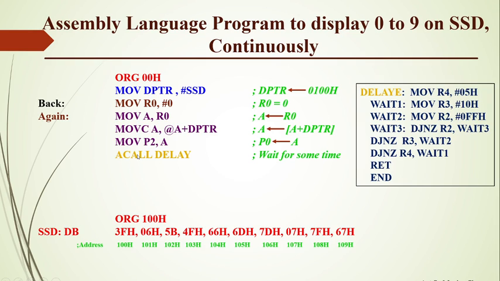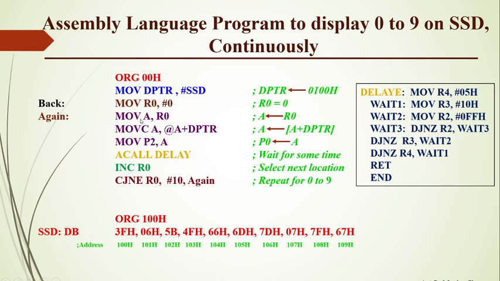The instruction after the instruction that called delay is increment R0. Now the initial content of R0 is 0, so it will be incremented to 1. Here CJNE R0, #10H: the content of R0 will be compared with the value 10H, or decimal value 16. If they are not equal, then go to the label again.